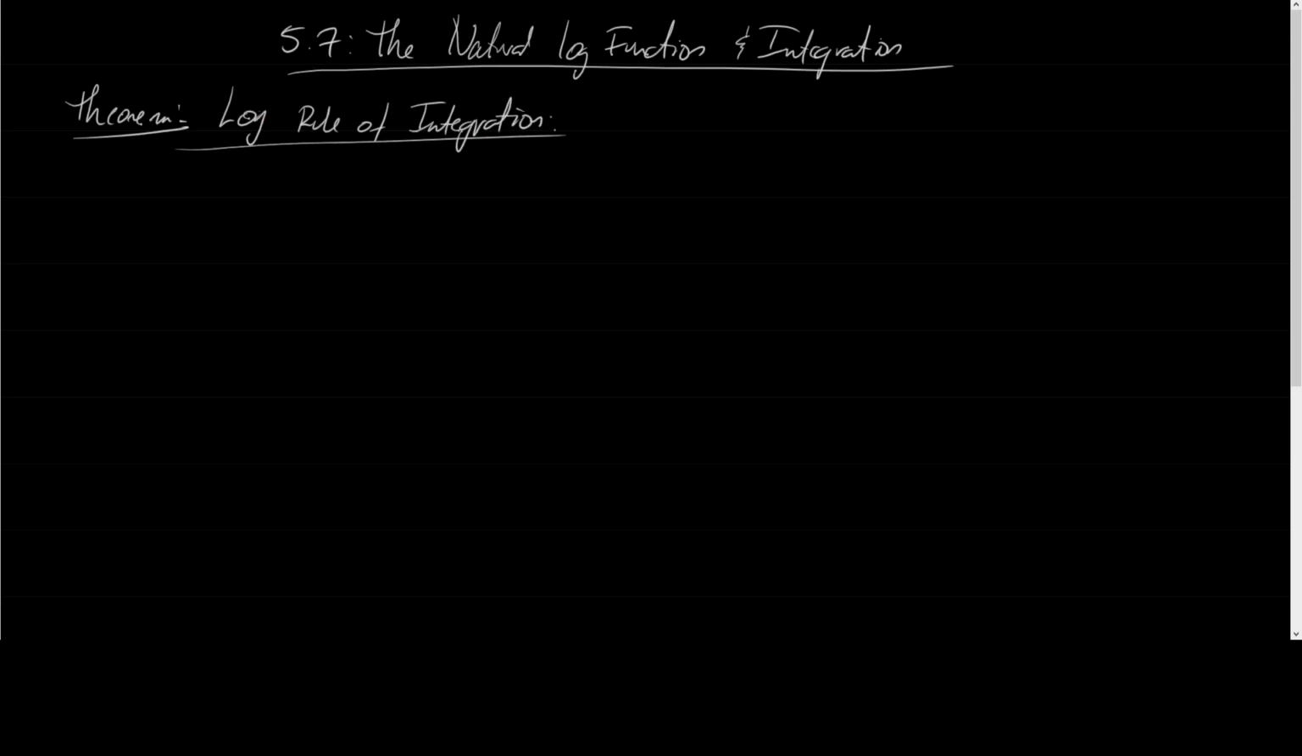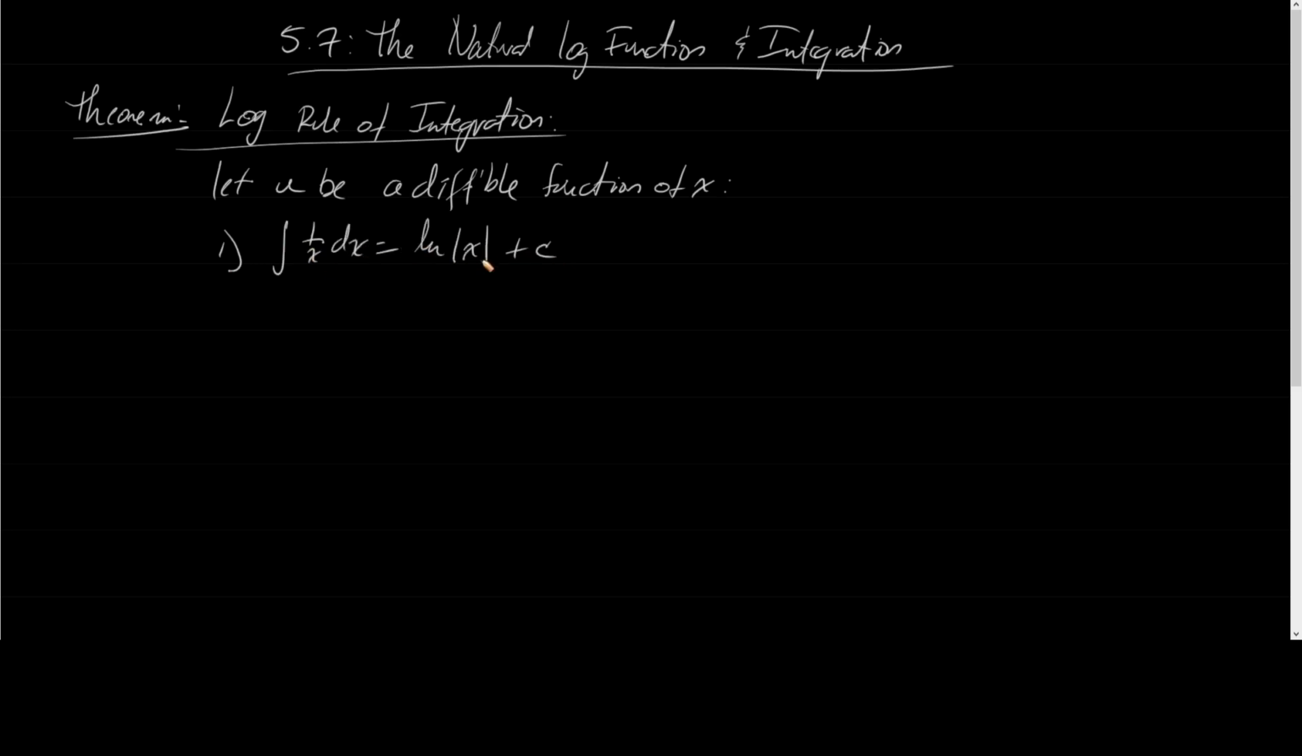And this is what it says. Let u be a differentiable function of x. Then we get the following. The integral of 1 over x dx is ln of absolute value of x plus c. Right? We know the derivative of ln is 1 over x, so this part should make sense. Similarly, the integral of 1 over u du will be ln of the absolute value of u plus c for the same reason, right? All right, cool.